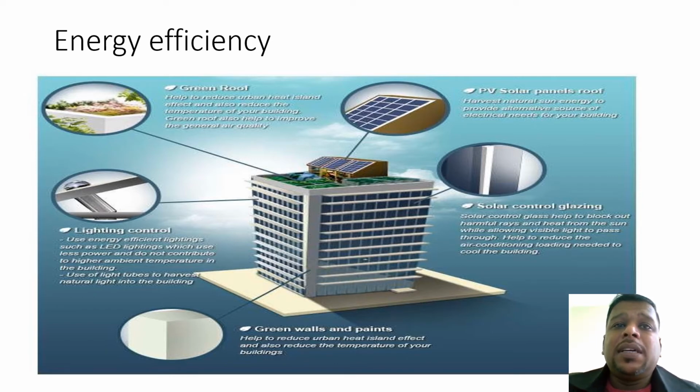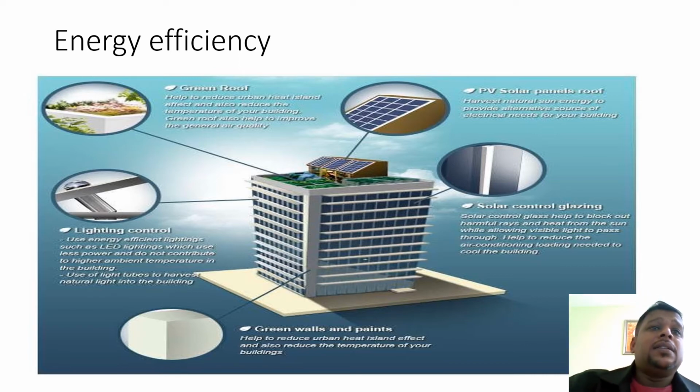The fourth is the green wall and painting. They also help to reduce the urban heat island effect and also reduce the temperature of your buildings. The last is the lighting control. Use energy efficient lighting such as LED lighting, which uses less power and does not contribute to higher ambient temperature in the building. Use of light tubes delivers natural light into the building.